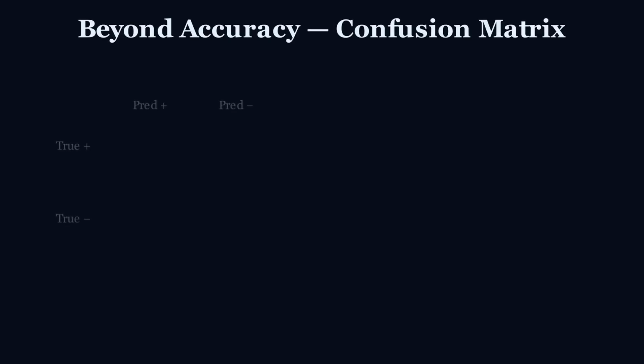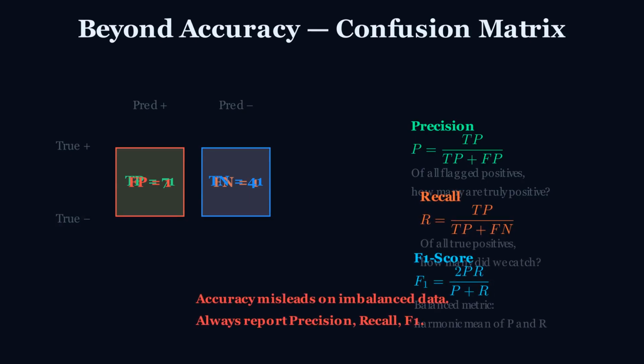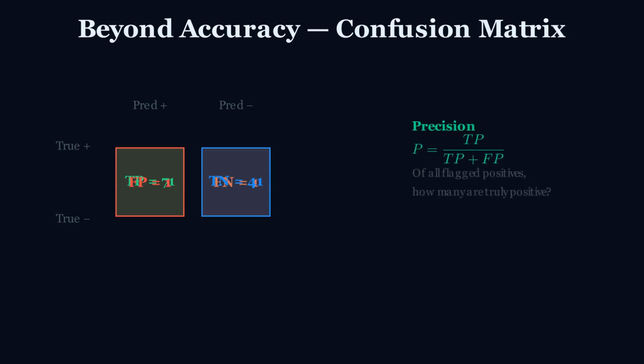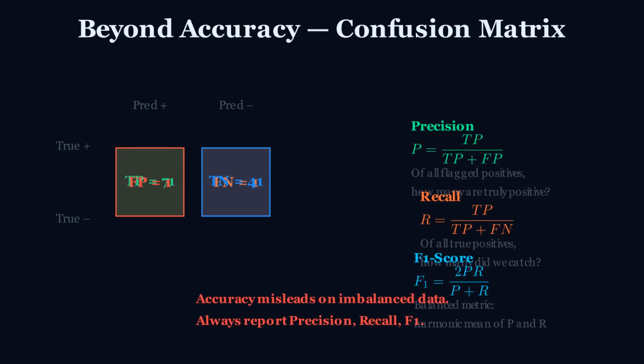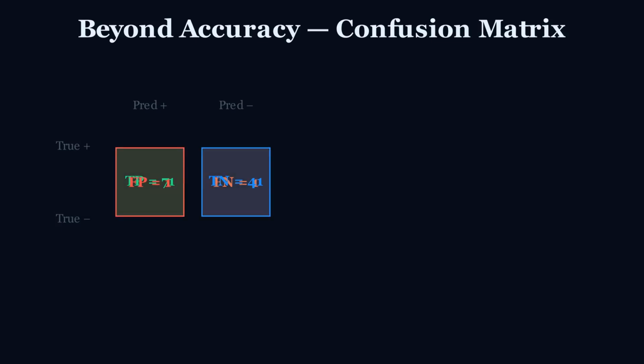Accuracy alone is not enough, especially in medical diagnosis. Imagine a model that predicts everyone is healthy. On a dataset with 95% healthy patients, it achieves 95% accuracy. But it is completely useless. It catches 0 sick patients. The confusion matrix reveals the full picture.